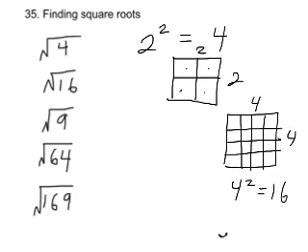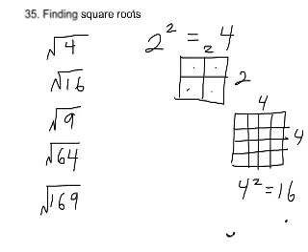Okay, so what is the square root? The square root of 16 is 4. So the square root of 16 is that number times itself that'll equal 16. So it's 4. It's not 4 times 4, it's 4. It's because 4 times 4 equals 16. The square root of 16 is 4. The square root of 4 is 2. The square root of 9 is 3. Square root of 64 is 8.